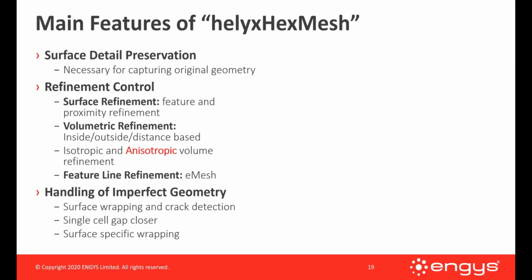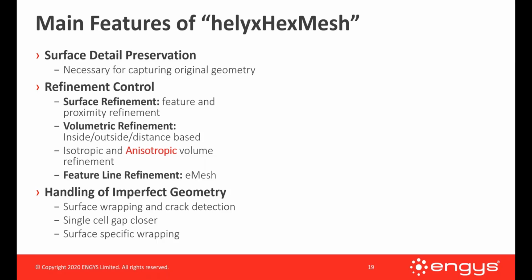Volumetric refinement, there's 3 different modes: inside, outside, and distance-based. Inside would be if I've got an enclosed STL like a box, and I would say everything inside of this box has a certain cell size. And outside would be everything outside of this box has a certain cell size. And then distance-based volumetric refinement would say within X meters from this surface, I would like the cells to be this size. Okay, great. So really, nice control of surface and volumetric refinement.